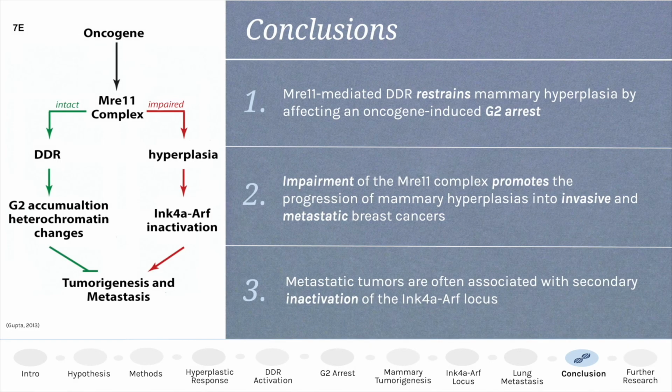And so to conclude this presentation, it was discovered that the Mre11-mediated DNA damage response system restrains mammary hyperplasia by resulting in oncogene-induced G2 arrest. It was also discovered that impairment of the Mre11 complex promotes the progression of mammary hyperplasias into invasive and metastatic breast cancers. And lastly, metastatic tumors are often associated with secondary inactivation of the INK4A ARF locus.